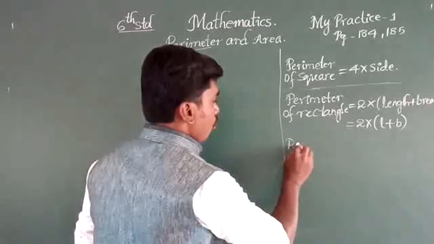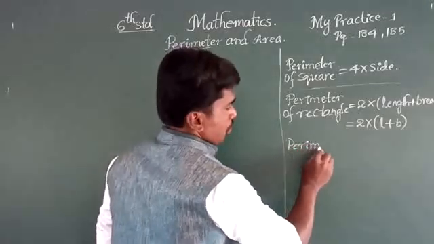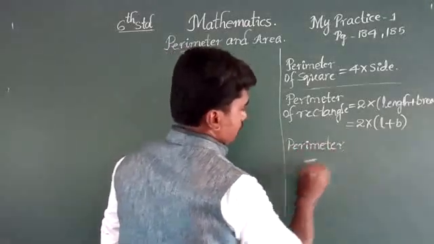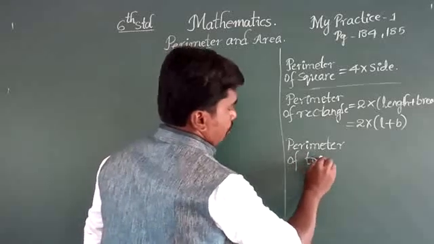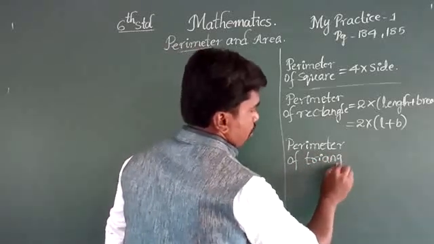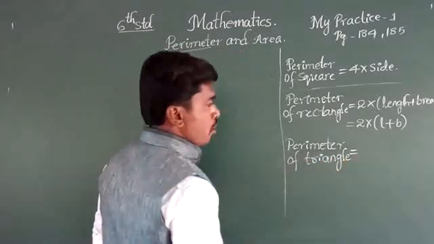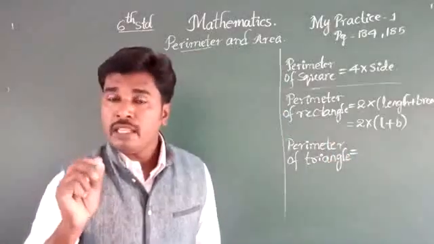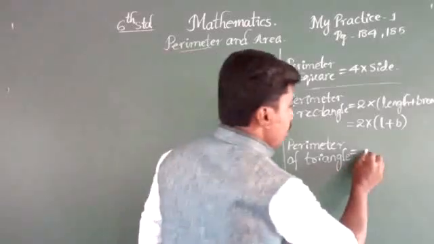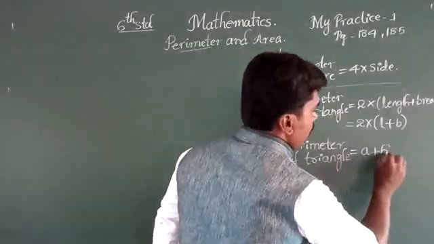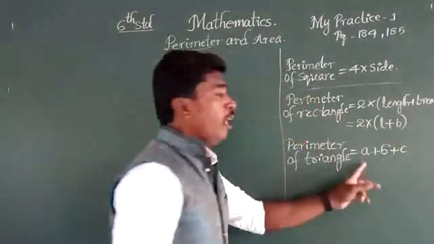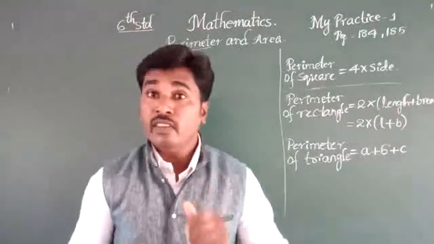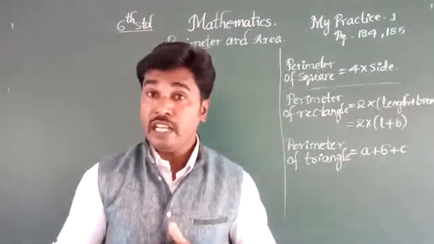Next, perimeter of triangle. What is the perimeter of triangle, dear children? If the sides are A, B, C, then you say that A plus B plus C, where A, B, C are the 3 sides.